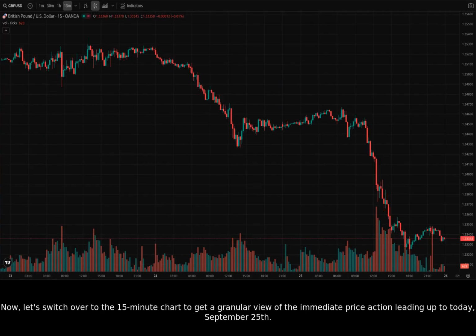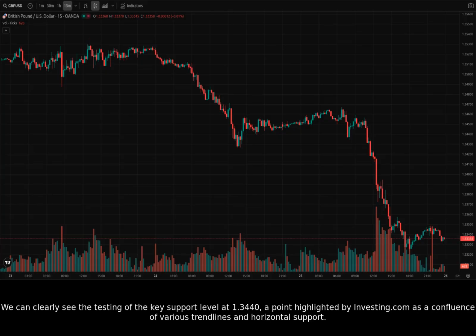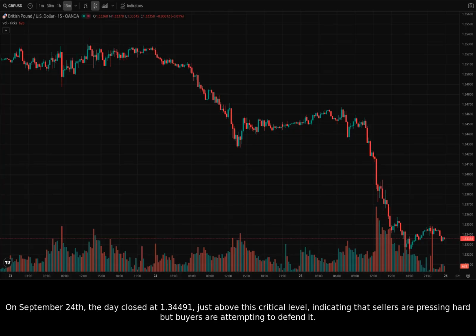Now let's switch over to the 15-minute chart to get a granular view of the immediate price action leading up to today, September 25th. We can clearly see the testing of the key support level at 1.3440, a point highlighted by investing.com as a confluence of various trend lines and horizontal support. On September 24th, the day closed at 1.34491, just above this critical level, indicating that sellers are pressing hard, but buyers are attempting to defend it.